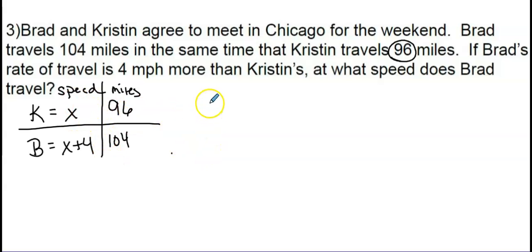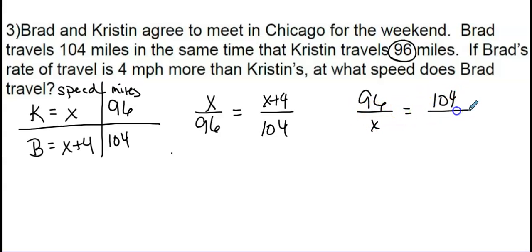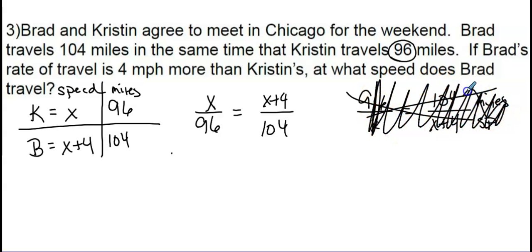So I'll show you. You could do X over 96 equals X plus 4 over 104. Or you could do 96 over X equals 104 over X plus 4. You just don't want to switch one of these. You have to have speed in one place and the miles in the other place. You can't have miles over speed over here and then speed over miles over here. It won't work. Okay, so let's do this one over here. I'm marking the other one out. It's not wrong, I'm just marking it out.